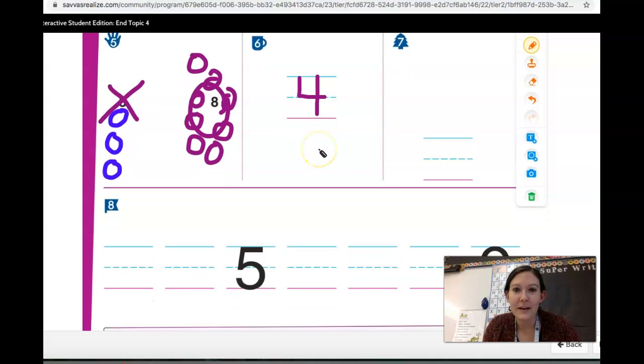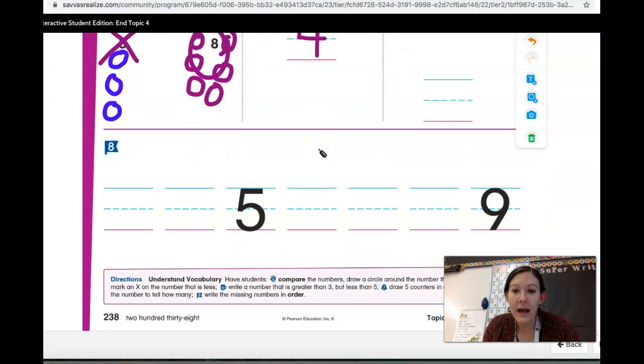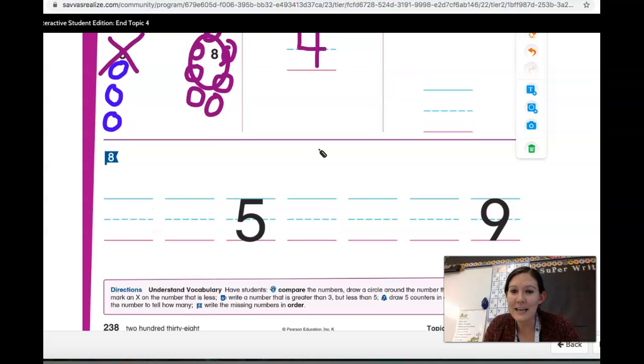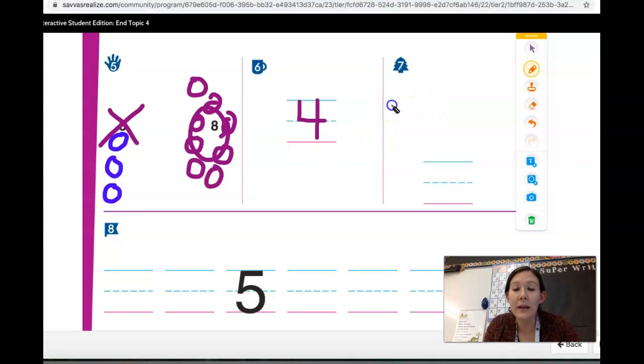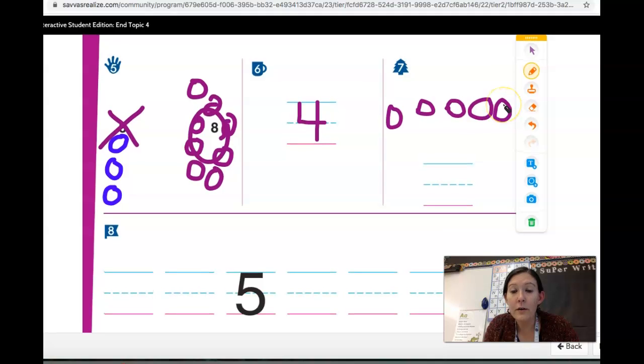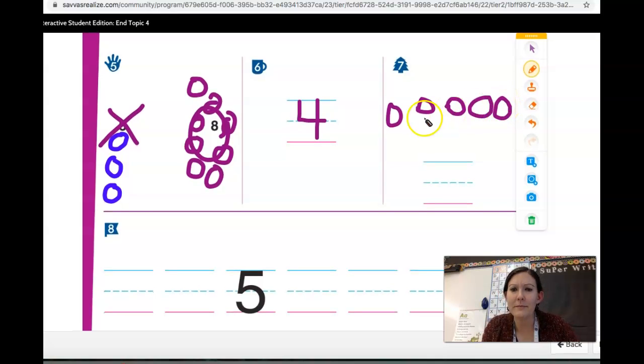Great job, kiddos. All right, for number 7, Christmas tree, I want you to draw 5 counters in a row and then write the number to tell how many. Your row can go this way. 1, 2, oh, mine's a little messy. 3, 4, 5. Okay, have it go this way. 1, 2, 3, 4, 5. Some people might have drawn their row the other way, and that's okay too.